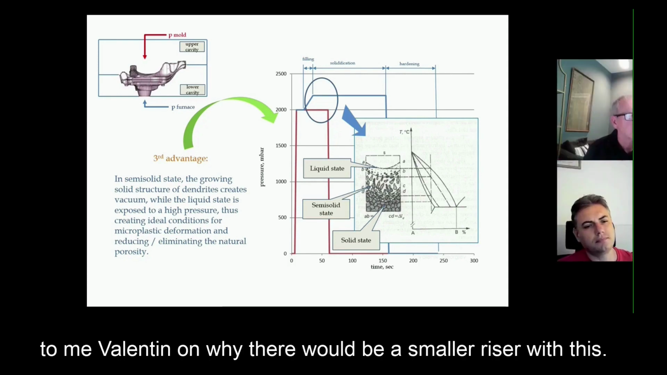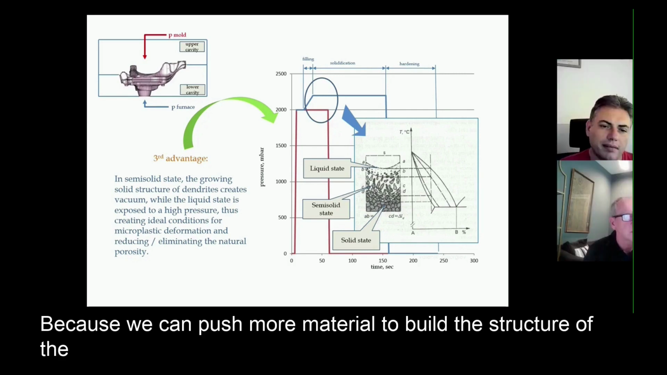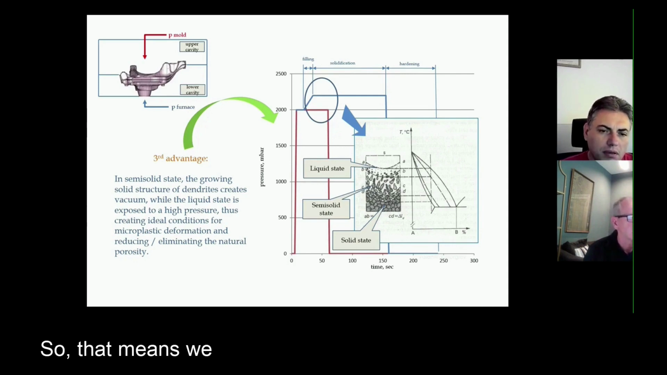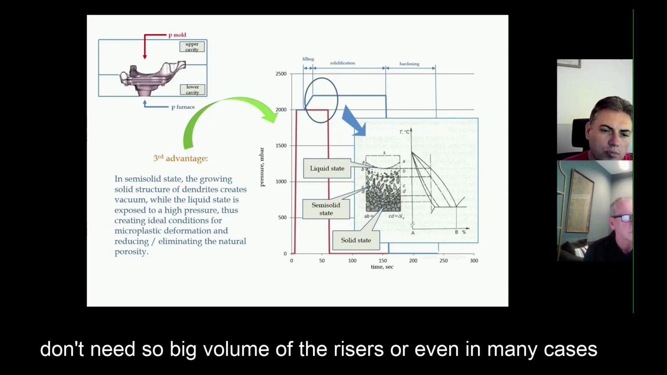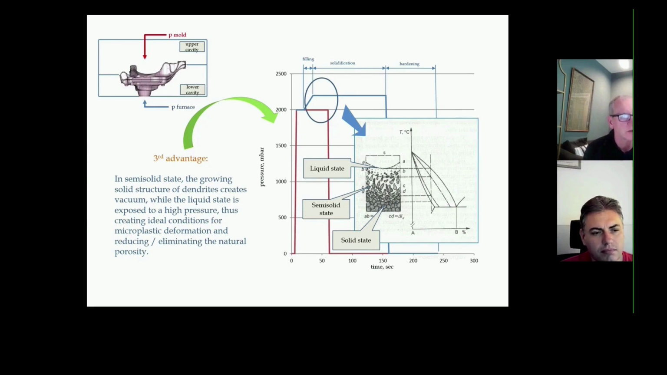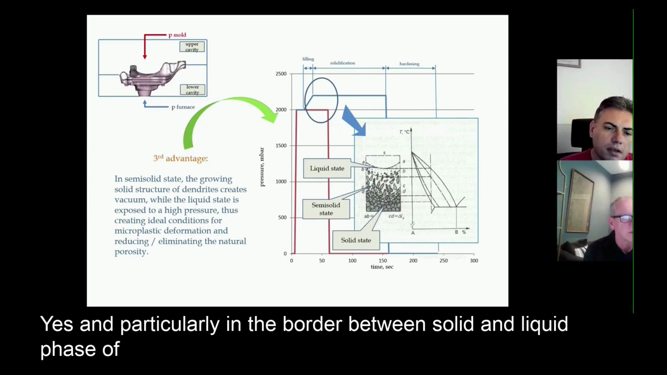Explain that to me again, Valentin, why there would be a smaller riser with this? Because we can push more material to build the structure of the solid part, thanks to this microplastic deformation. So that means we don't need so big volume of the risers, or even in many cases we can avoid the risers. Because you can deliver more liquid aluminum to the cavity. Yes, and particularly in the border between solid and liquid phase of the alloy.